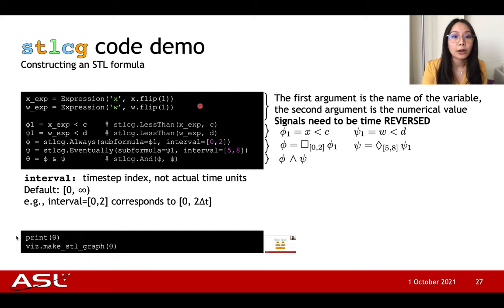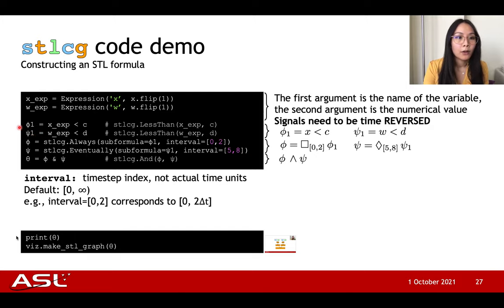An important thing to note here is that these signals need to be time reversed because of the way the computation graphs are set up and the fact that we are performing dynamic programming. We are going to be sweeping through these signals backwards in time. That's why we have flipped the signals in the first dimension, because the first dimension corresponds to the time dimension. And then in these next couple of lines, we are defining the STL formula.